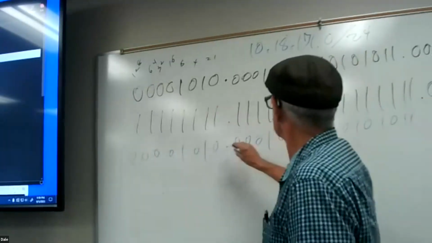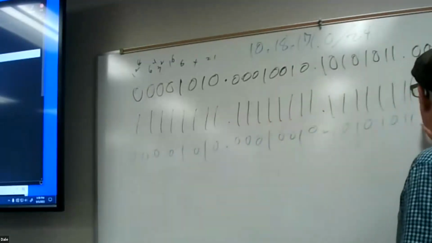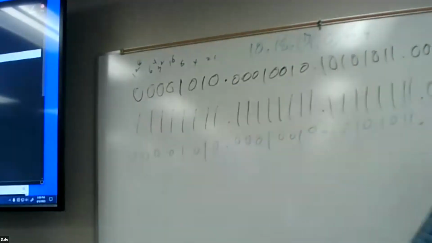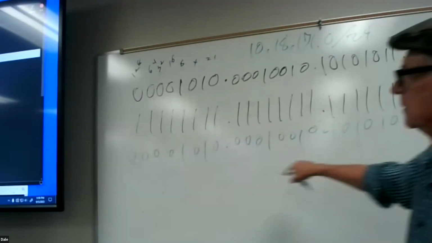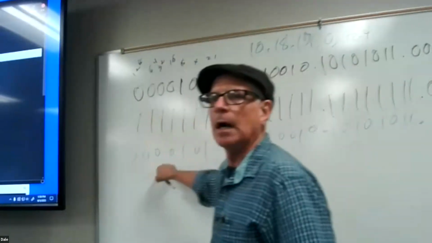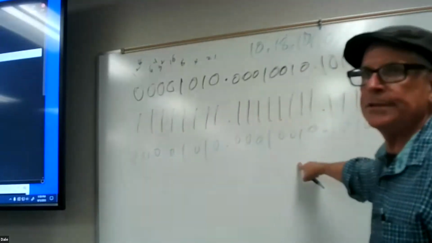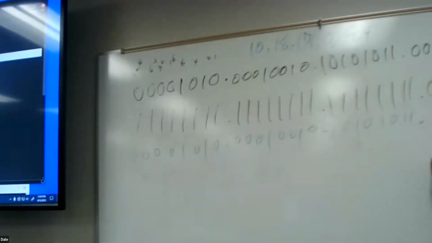Now, we take these and convert them back into decimal. What do we get? 10.18.171.255.